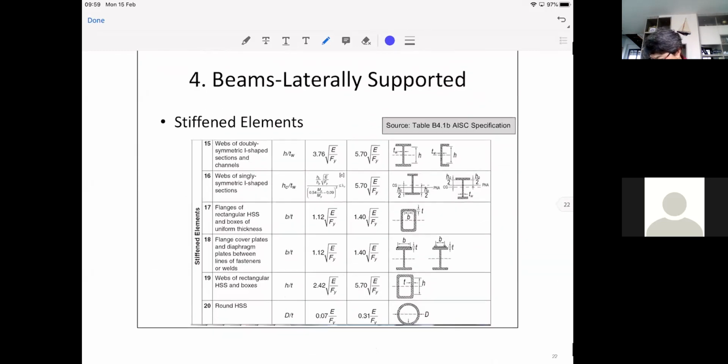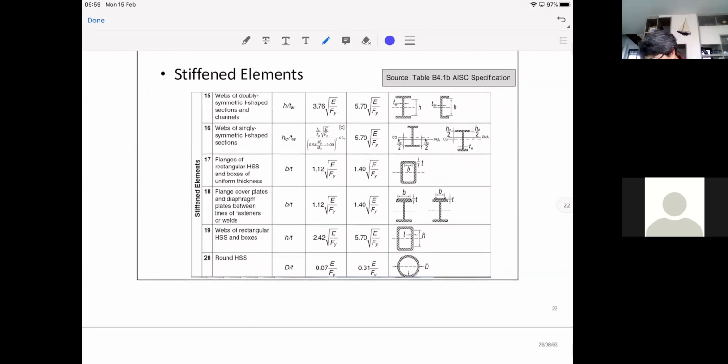The next is the web stiffened element. And there you are. Web of doubly symmetric I shape. So this is, I should have kept the height. Lambda P and then lambda R.